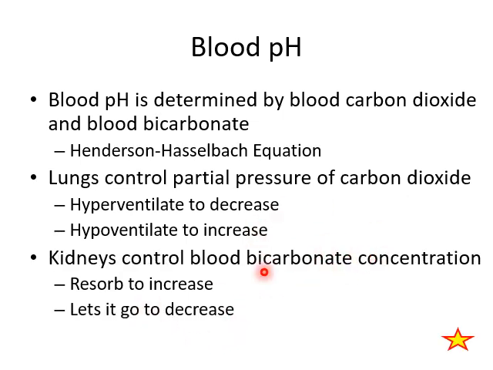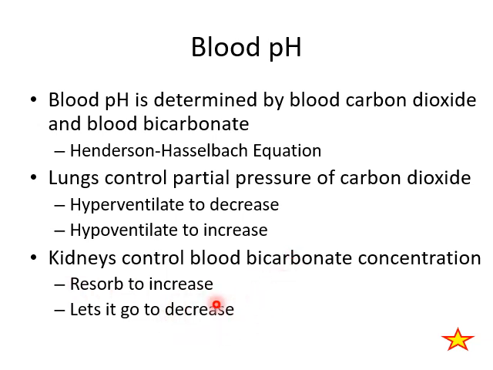Kidneys are going to work at the other end of the equation, the right side of what we did, with the bicarbonate. So they're going to resorb bicarbonate: the nephron's going to put it back into the blood if we want to increase bicarbonate, and it's going to let it go down to the ureter, to the bladder, if we want to decrease bicarbonate in the blood.